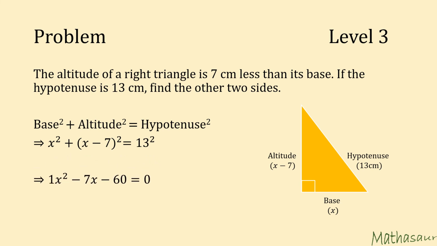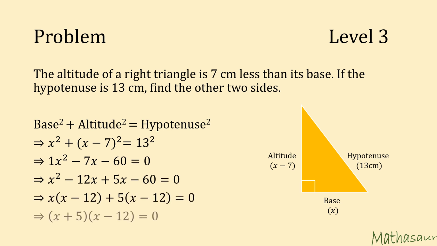Let us write the coefficient of x square as 1 and try to split the middle term. We see that the product of coefficient of x square and the constant term is minus 60. Now the factors of 60 possible are many, but we need a minus 7 as their sum. So minus 12 plus 5 seems to satisfy the middle term. Let us split this middle term and simplify. So we get x is either minus 5 or x is equal to 12.